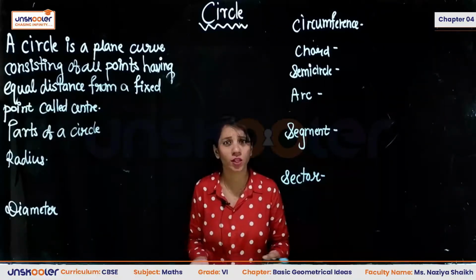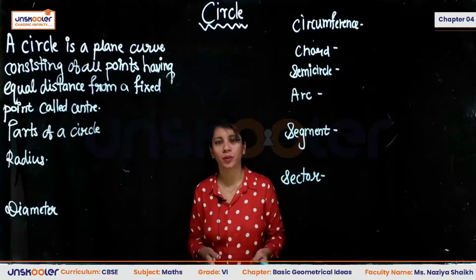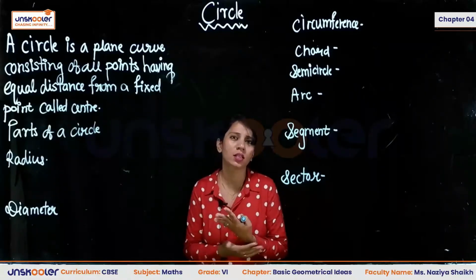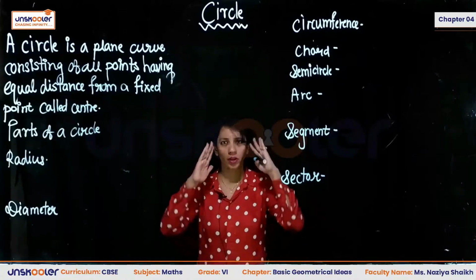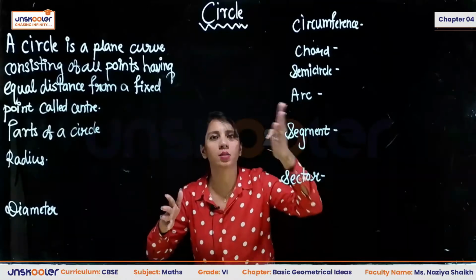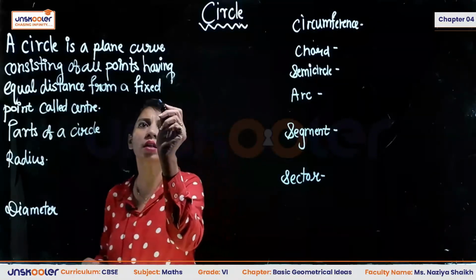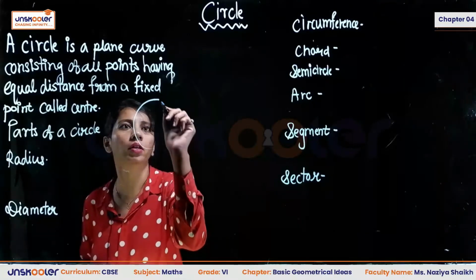There are various objects around us which are in circular shape. The biscuit which you eat, the cookies which you eat, the bangles. These all are the examples of circles. So when I say circle, a specific figure comes to your mind, right? So circle is a plane curve, right?